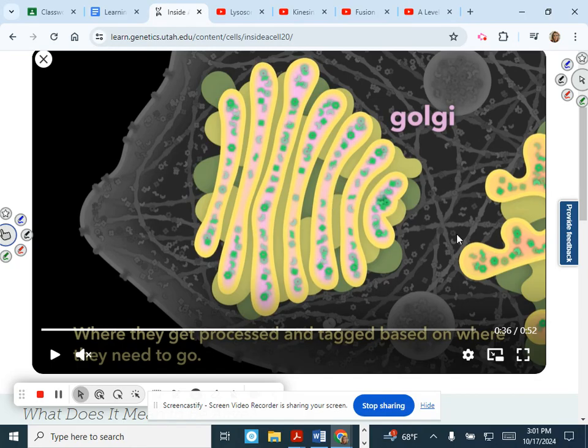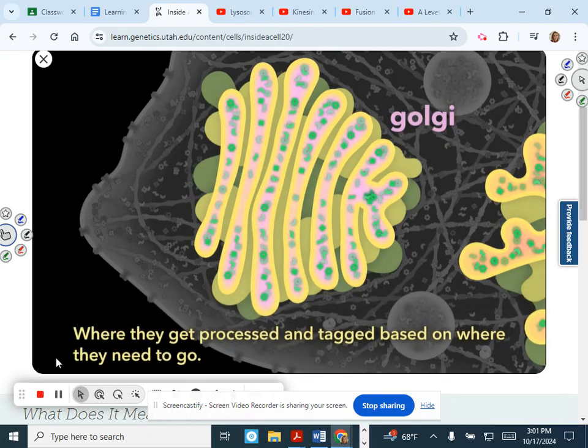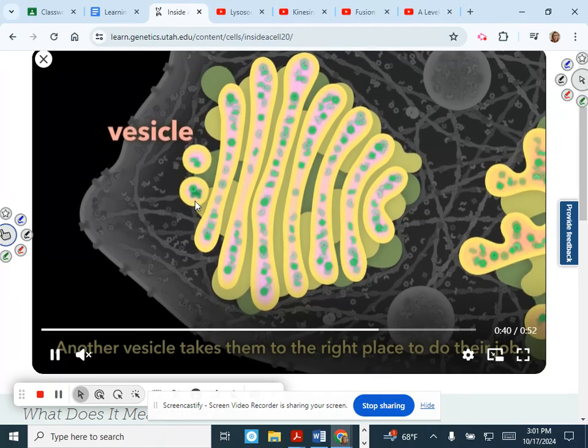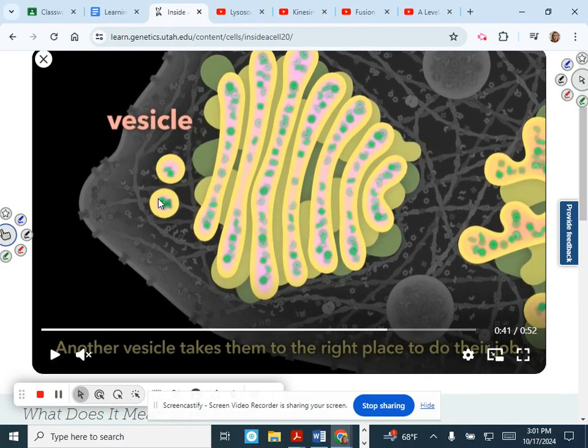So the rough ER can send proteins to the Golgi, and then the Golgi is going to tag those proteins to go 3 different places in the cell. So let's watch what's going to happen. We're going to watch this vesicle come off the Golgi. There's actually 2 proteins there. There was the one that we just saw the ribosome make and put in there. So let's just watch that.